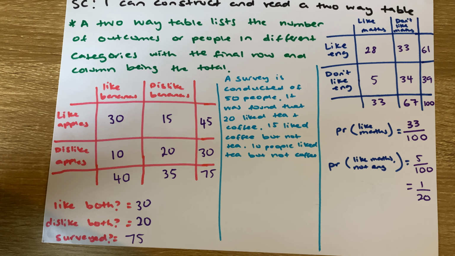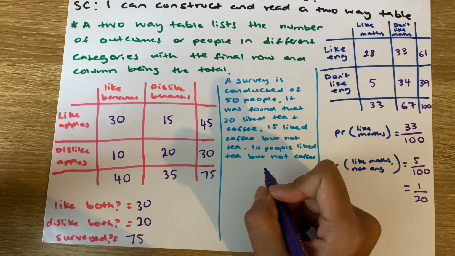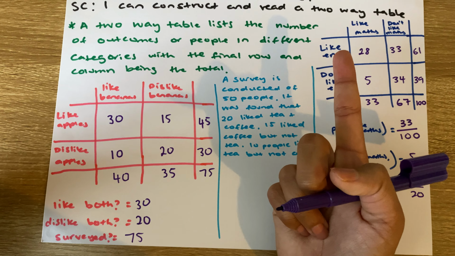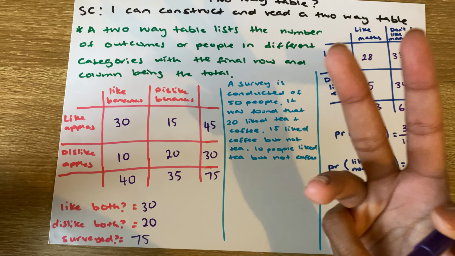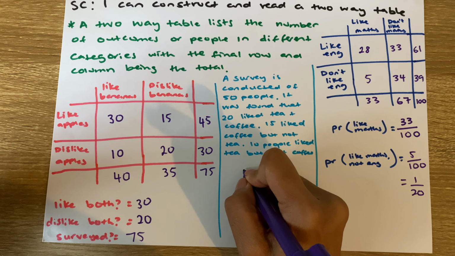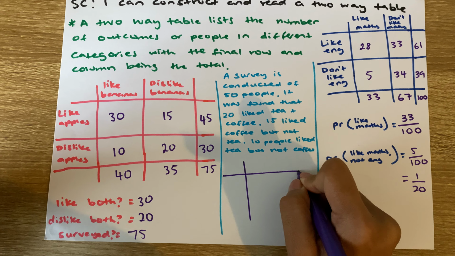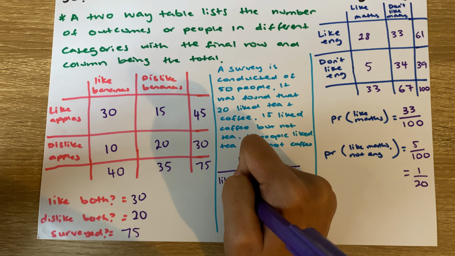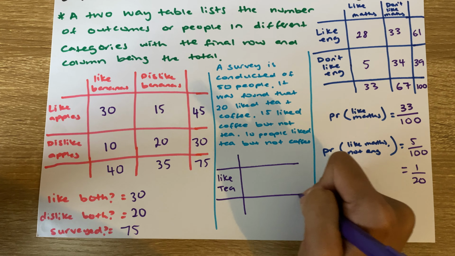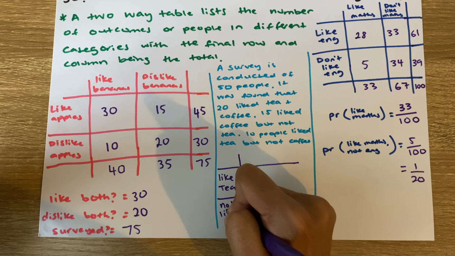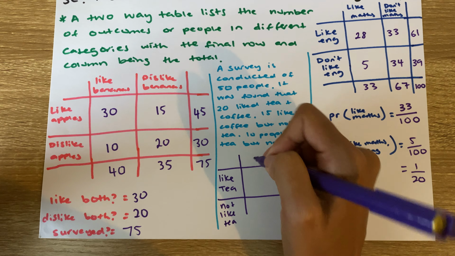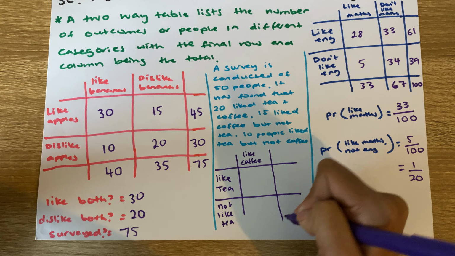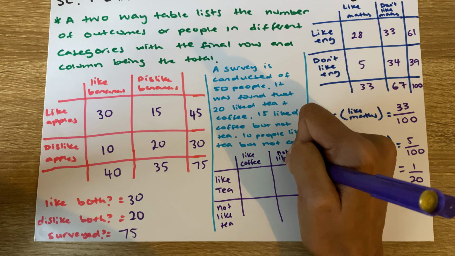Okay, so now what we're going to do is have a look at what we can fill out. So we know that there are two things being talked about: liking tea, not liking tea, and then liking coffee and not liking coffee. So that's exactly what we're going to include as our headings. So here we're going to say like tea, not like tea. Okay, like coffee, not like coffee.